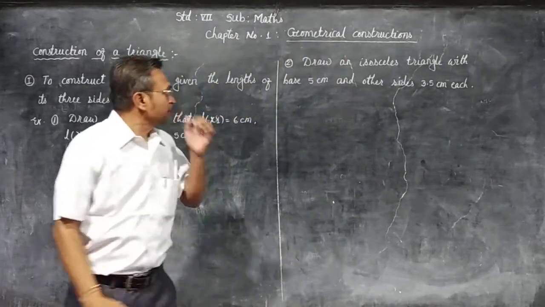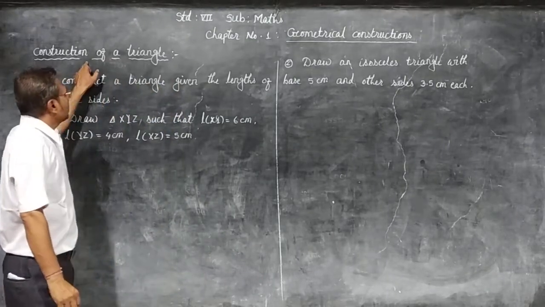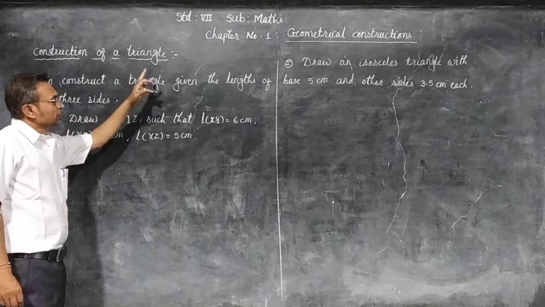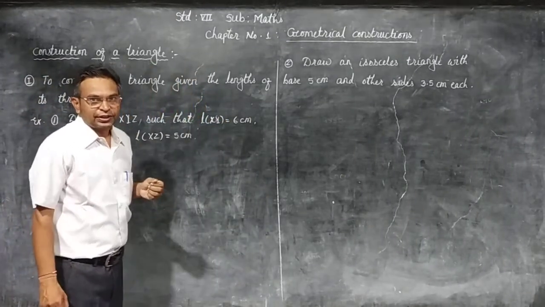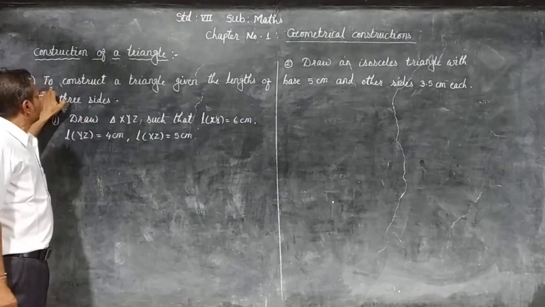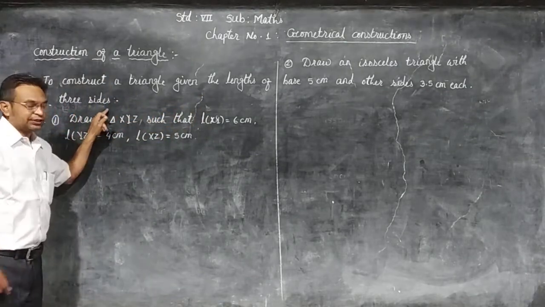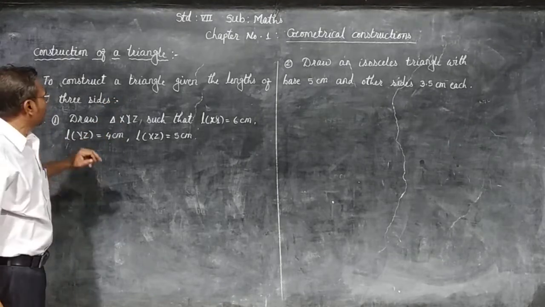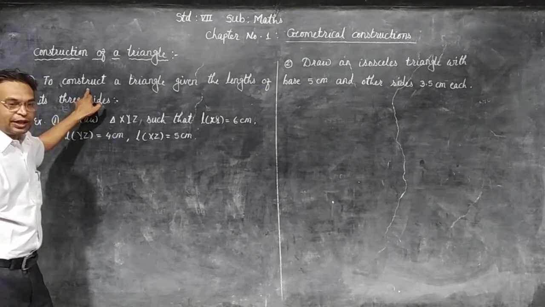We are learning the first chapter, geometrical constructions. The further part is construction of a triangle. All of you knew that a triangle has three sides, three angles, three vertices. First method, to construct a triangle given the lengths of its three sides. A triangle has three sides, and when the lengths of all three sides are given, then construct the triangle.